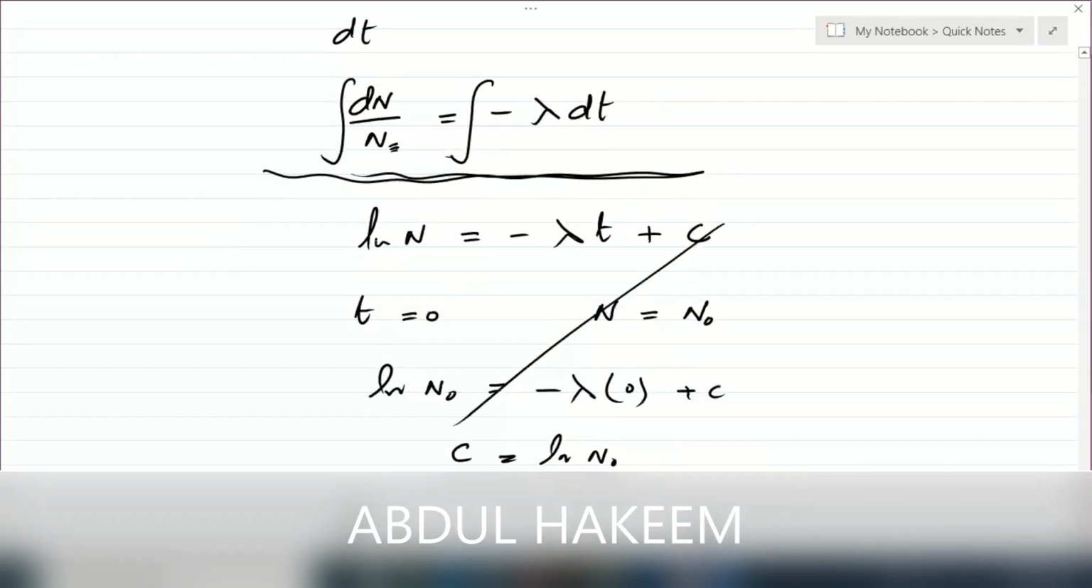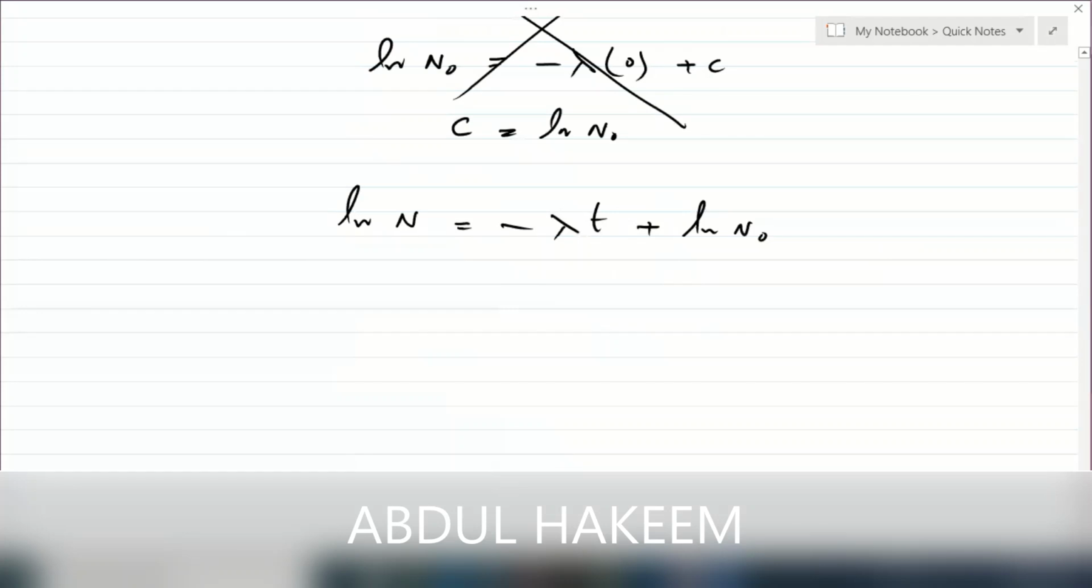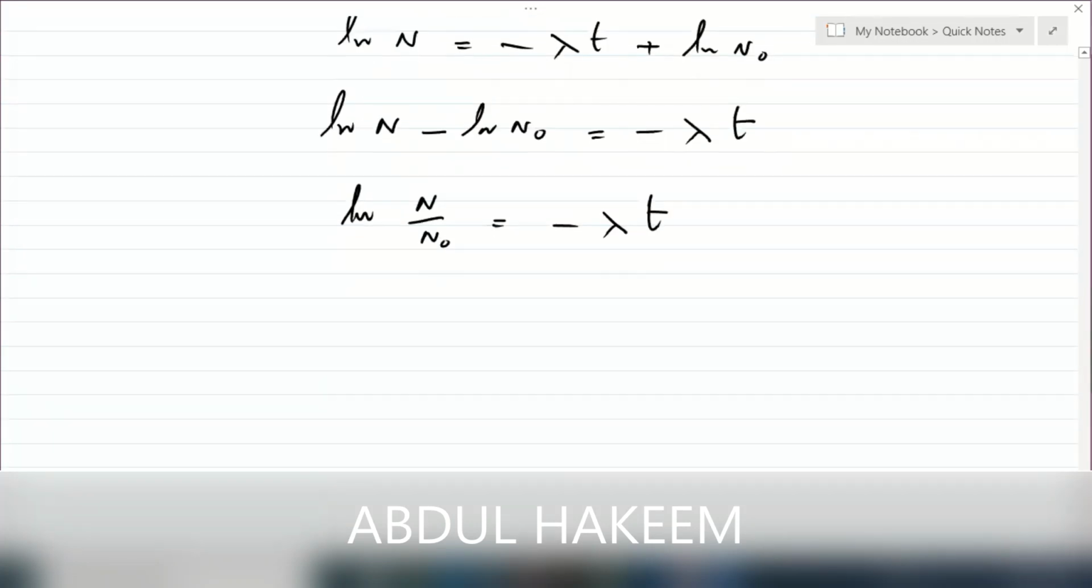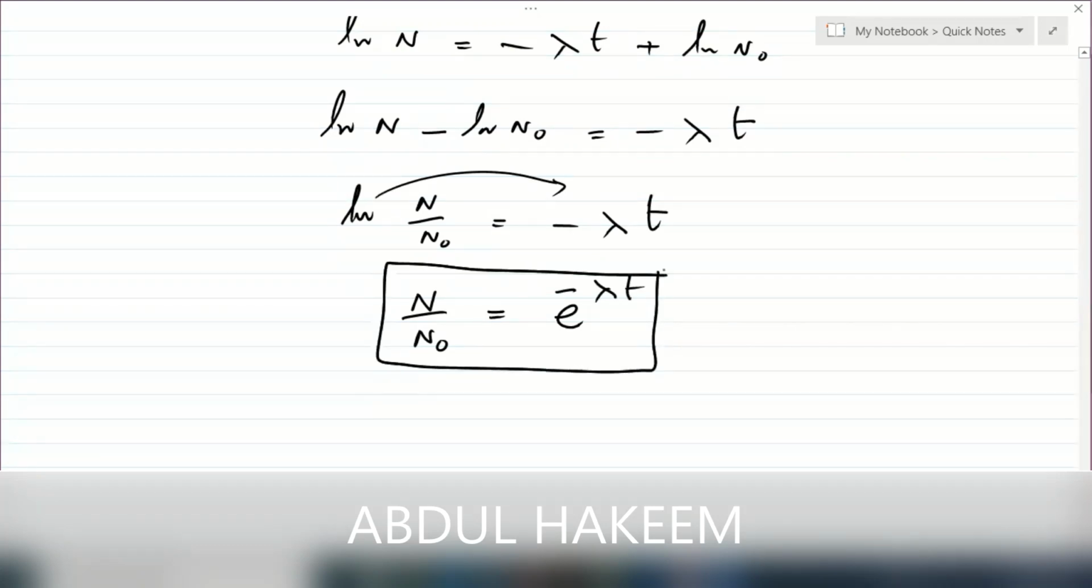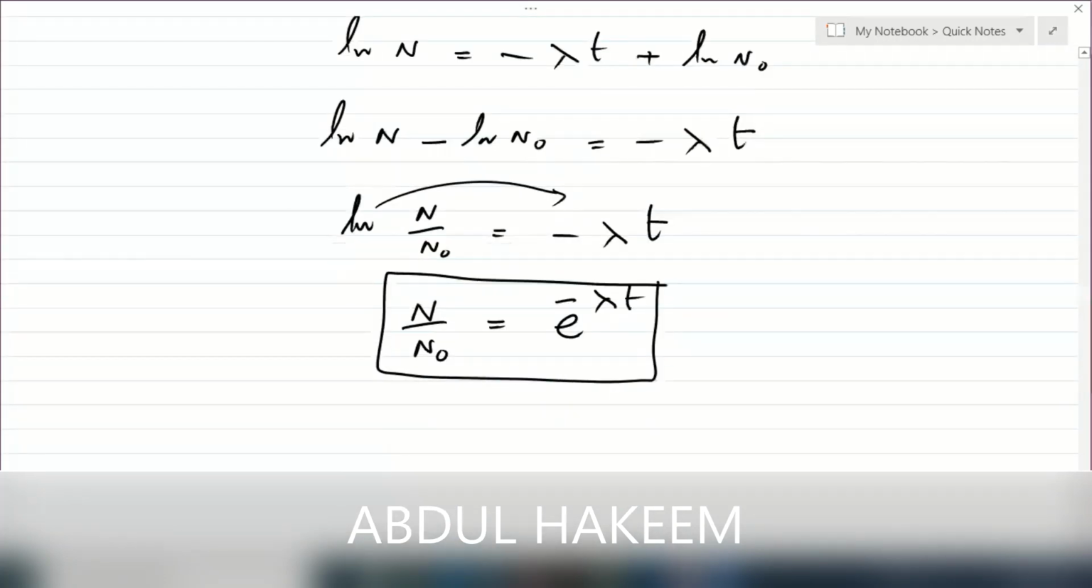Now, this is not required in A-level physics. So we will write this equation as ln N minus ln N naught is equal to minus lambda t. According to the log rule, we can write ln N over N naught is equal to minus lambda t. So N over N naught, when this ln is shifted over here, becomes e power minus lambda t. So this derivation is very, very important.